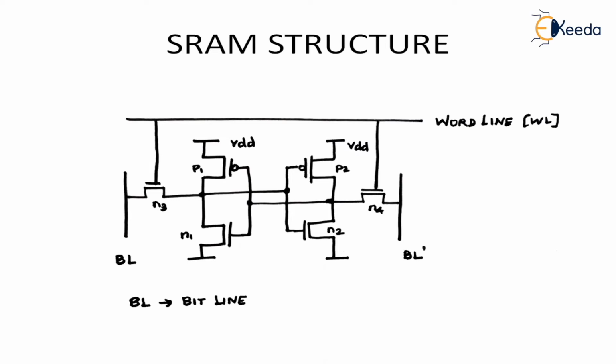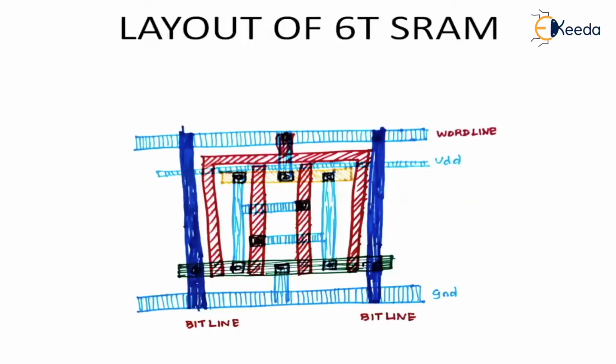So what is the 6-transistor SRAM? We have 2 cross-coupled inverters followed by 2 access transistors, and there is a word line and 2 bit lines. Bit line and bit line bar will be pre-charged by using a separate pre-charge circuitry. But as of now, we are not going to draw the layout of the pre-charge circuit or read circuit or write circuit. We are going to draw the layout only for the 6-transistor SRAM. Now you see, this is the 6-transistor SRAM's layout. Don't panic. It is so simple.